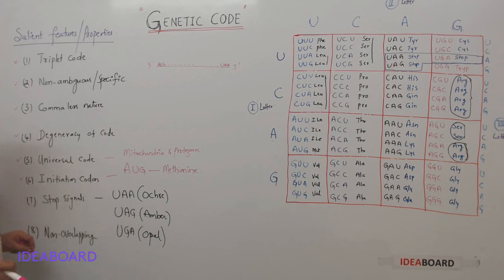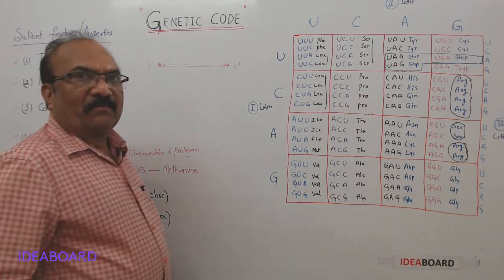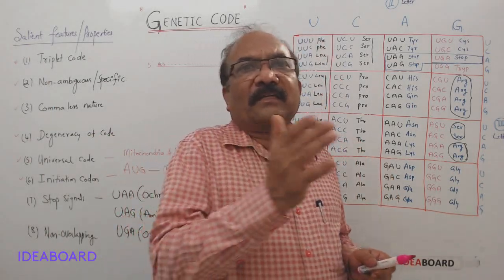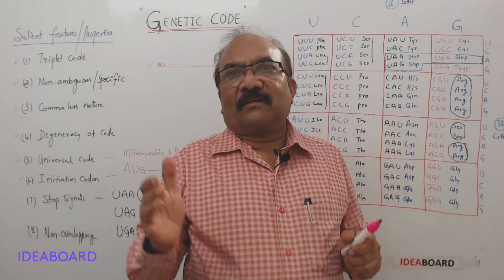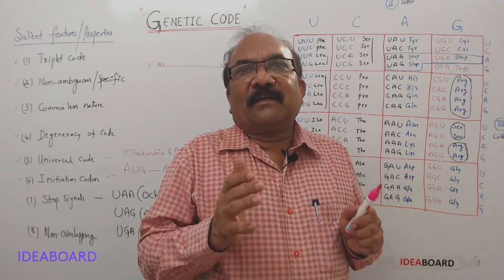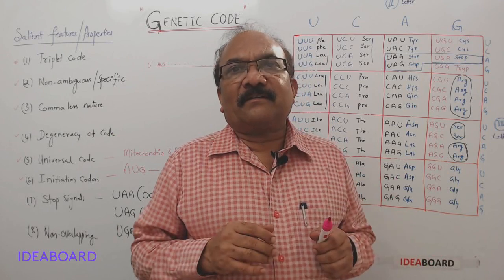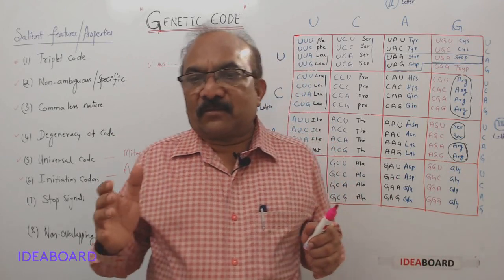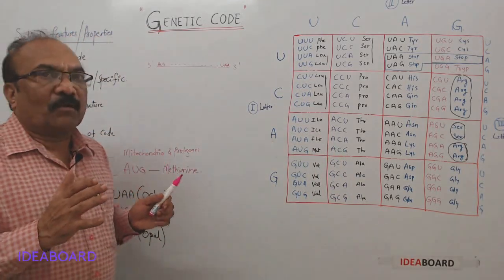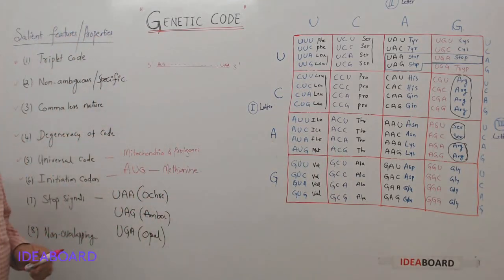And the last but not the least is non-overlapping. And what is this non-overlapping? One codon will not overlap on the next codon. They are present independently and they code the amino acid independently. So that is about the topic genetic code.